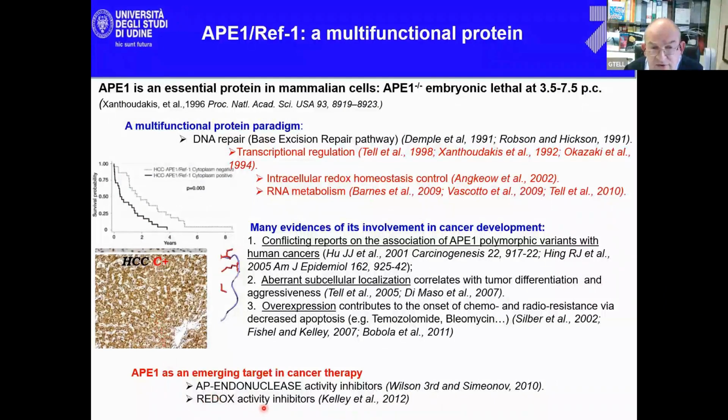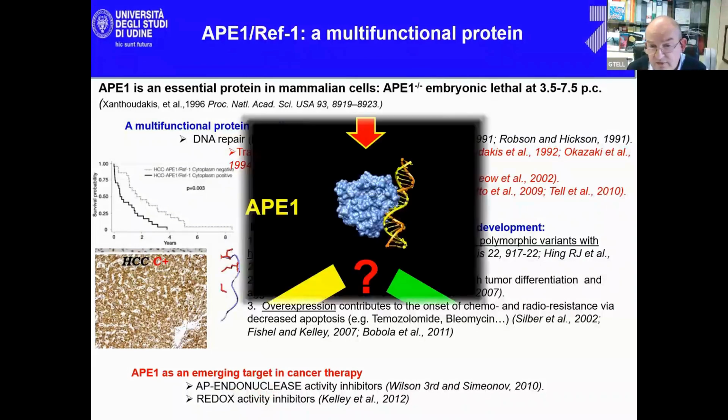For this reason, of course, in the last 20 years the protein has been an important target in cancer therapy, and several kinds of inhibitors have been developed, those interfering with the endonuclease activity of the protein, but also with its redox activity. The problem with this strategy is that the two activities are present not only in cancer cells but also in normal cells. Therefore, there is a problem of specificity of these kinds of treatments.